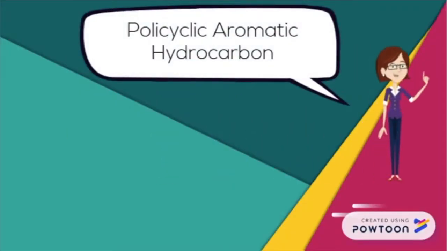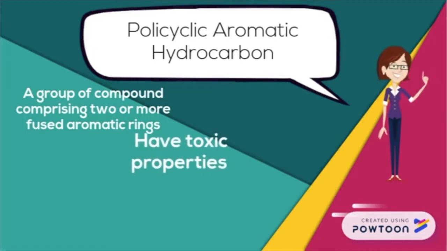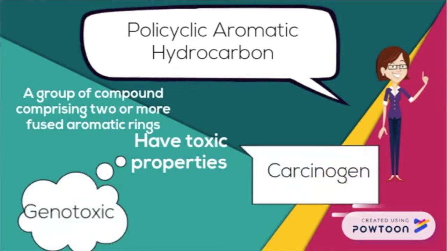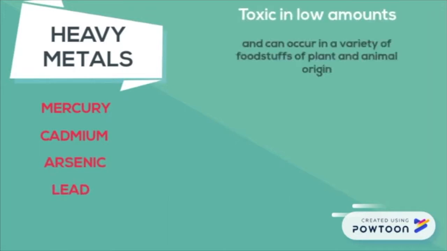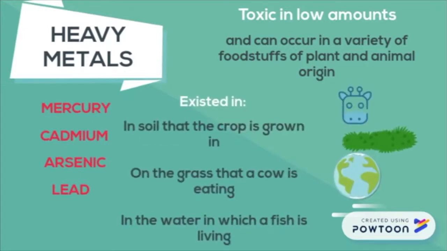Polycyclic aromatic hydrocarbons are a group of compounds comprising two or more aromatic rings. A variety of toxic properties have been related to PAH exposure, including the capacity to produce genotoxic and carcinogenic effects in men. Heavy metals are those with high atomic weight, such as mercury, cadmium, arsenic, and lead. They are toxic in low amounts and can occur in a variety of foodstuffs of plant and animal origin.